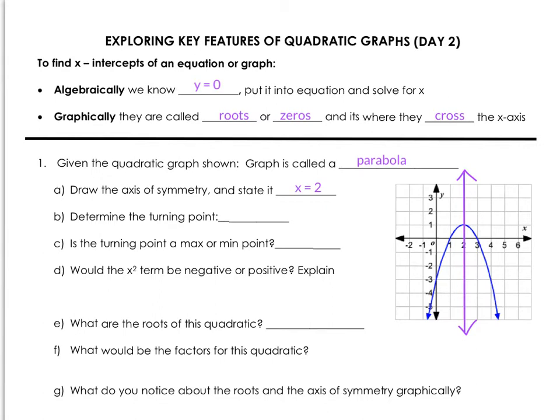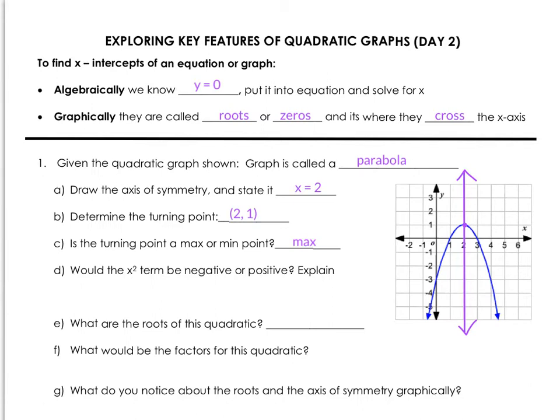From the axis of symmetry, we can go ahead and find the turning point because the axis of symmetry goes through the turning point, otherwise it wouldn't cut it in half. So my turning point is right 2, up 1, so that's (2, 1). And when I look here, it is a maximum because it is the highest point on the graph.